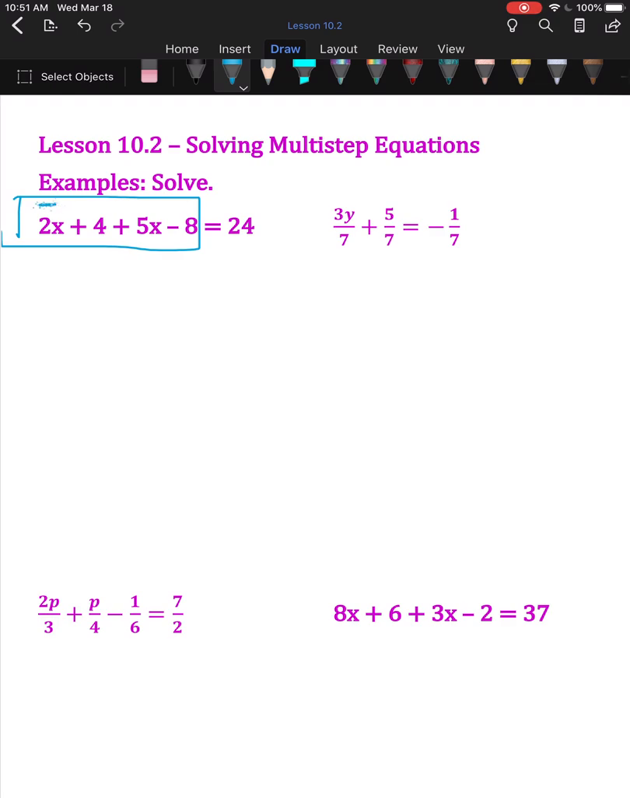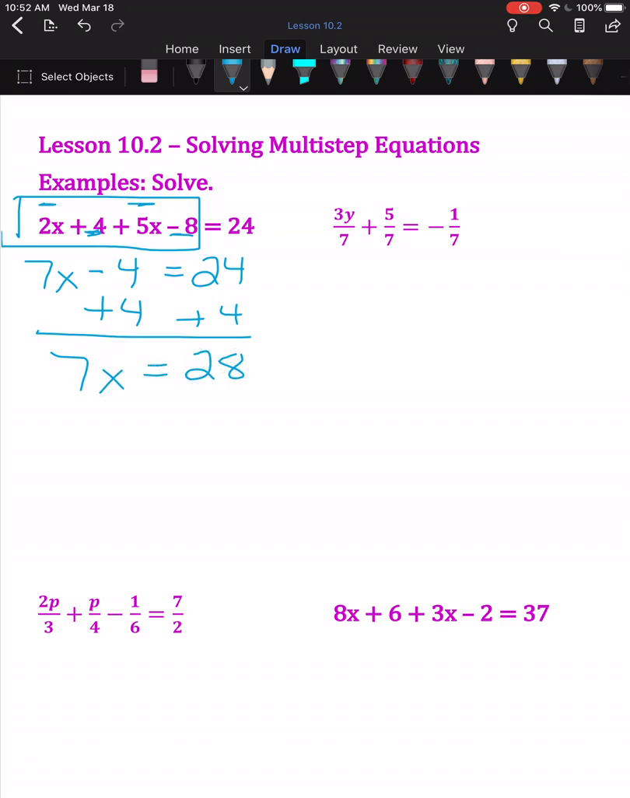I have 2x's here, I have 5x's here, so in total I have 7x's on this side of the equation. I have a whole number 4 and a whole number -8. A whole 4 and a whole -8 combined to make -4. And now I have an equation from section 1. Add 4 to both sides. 7x is equal to 28. Divide both sides by 7. X will be 4.